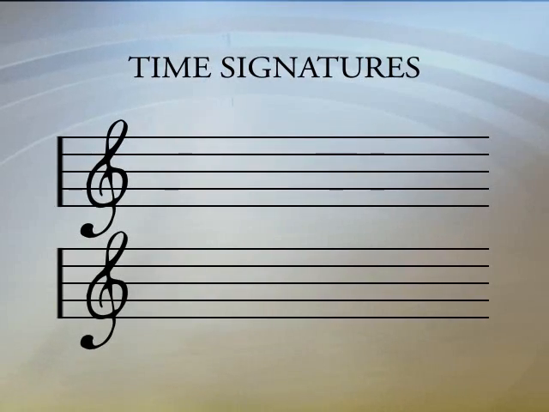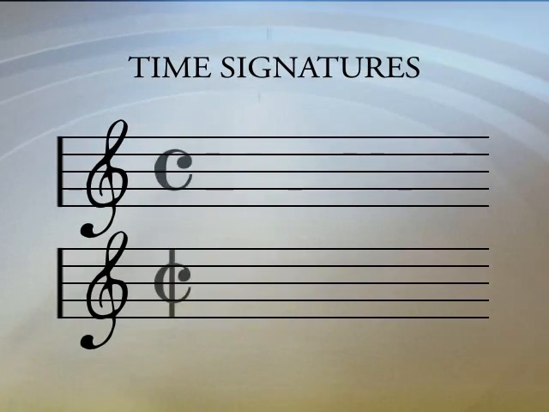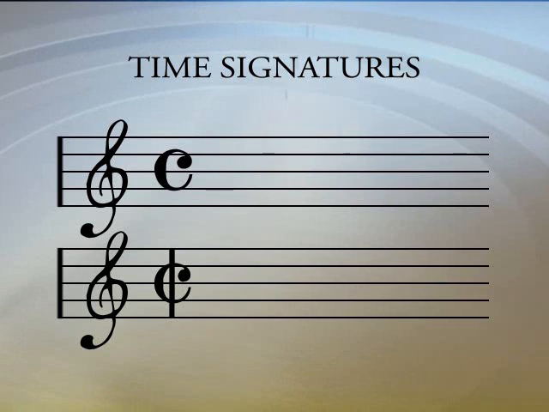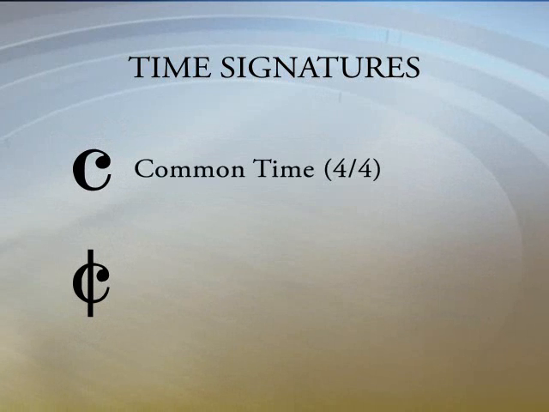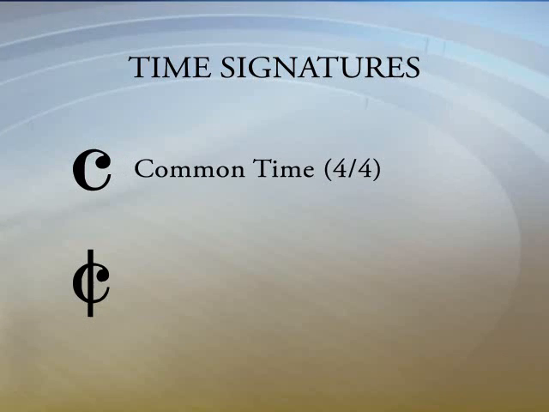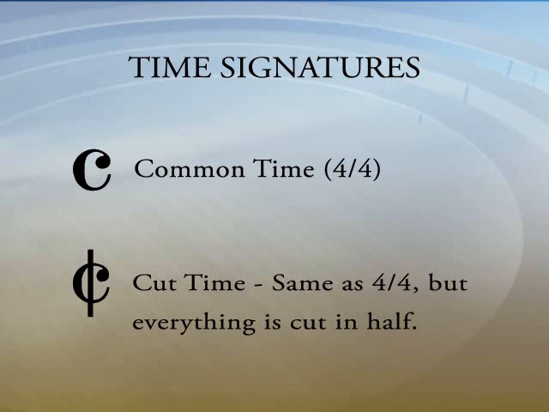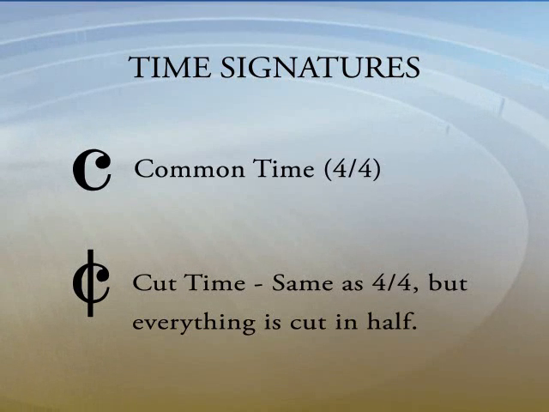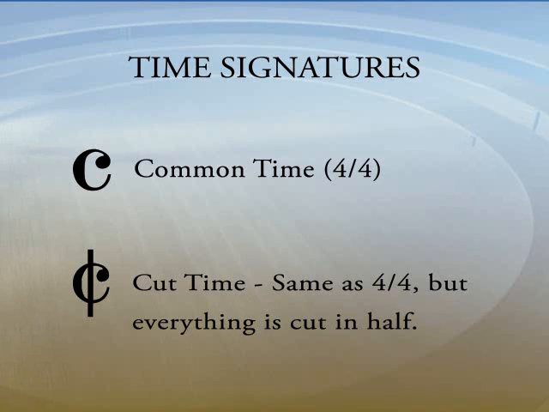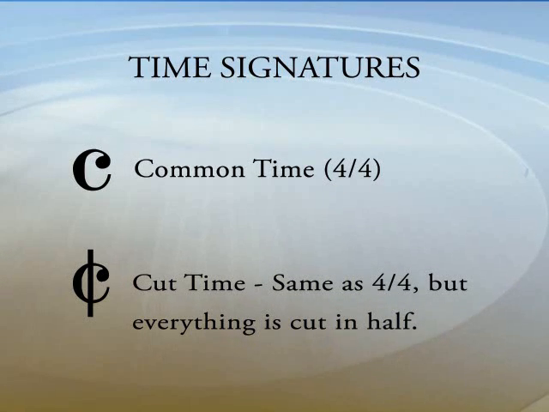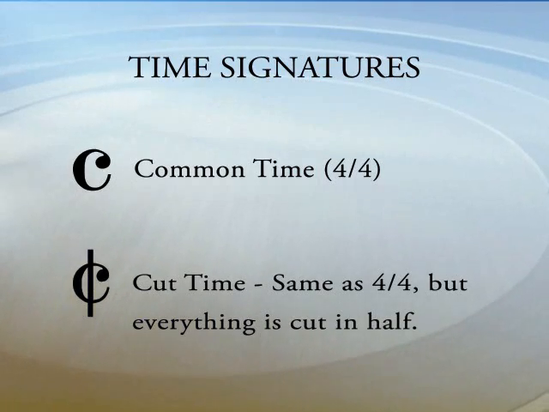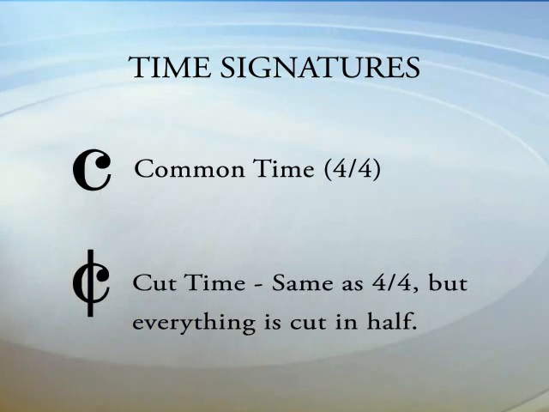Other symbols you will see next to the clefs are the large C and the large C with a vertical line going through it. The C stands for common time, which is the same thing as 4/4 time. The C with a line through it stands for cut time, which is the same as 4/4 time, but everything is cut in half. That means that a whole note will equal a half note, a quarter note will equal an eighth note, and so on.